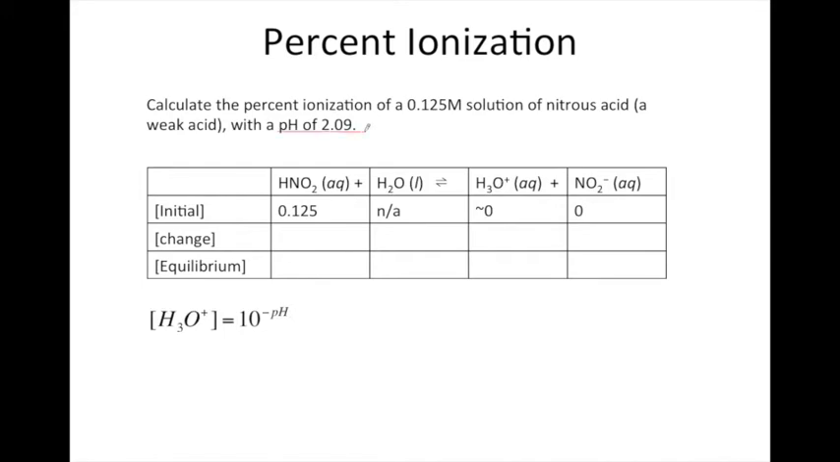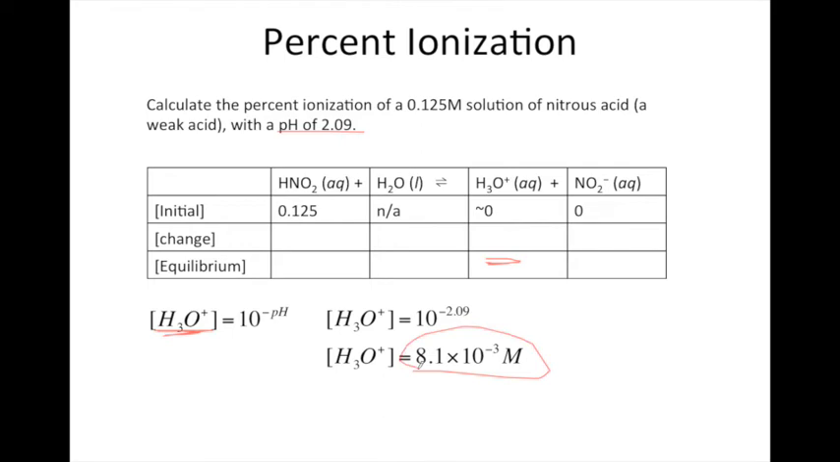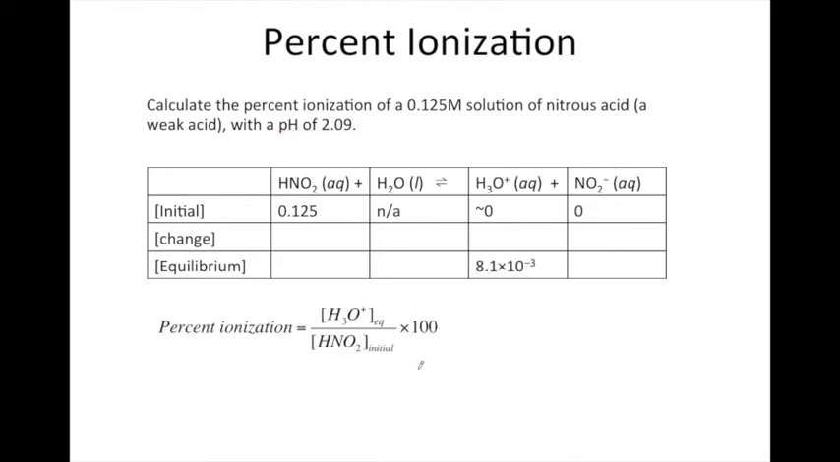Now, here I can jump right down to the equilibrium concentration of hydronium because I know that the pH allows me to calculate the equilibrium concentration of hydronium, right? So to calculate the hydronium ion concentration at equilibrium, that's what we're going for right here, it's equal to 10 raised to the negative pH. So I can take my pH and calculate the hydronium ion concentration at equilibrium, which is 8.1 times 10 to the minus 3. So I can plug that in here. Now I have everything I need.